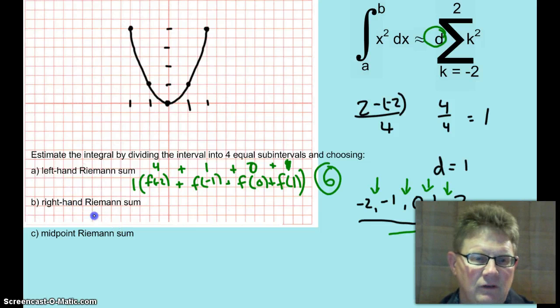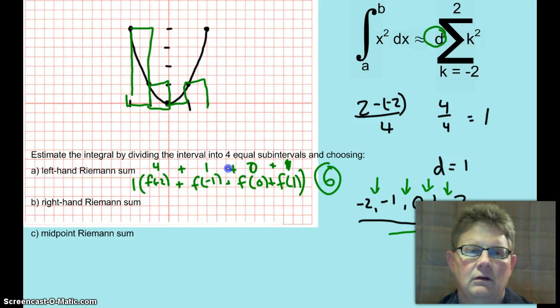For the left-hand Riemann sum, I'll show you which rectangles we just added up. That rectangle, that rectangle, this really super skinny rectangle, and then this rectangle right here. That's what we just added up.